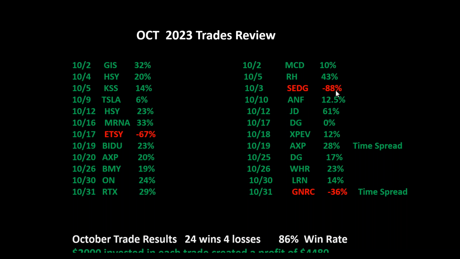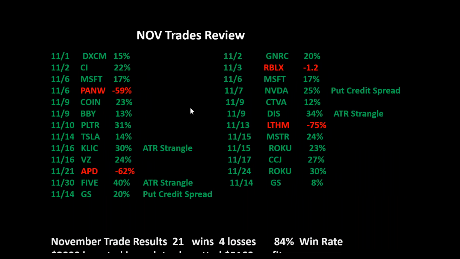Yeah, RH 43% here. This was a time spread here of 28%. We did lose on GNRC on a time spread. So that kind of shows you what the October results were. Here's our November results of last year.